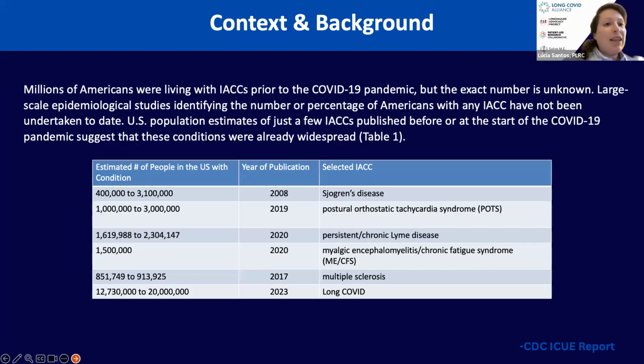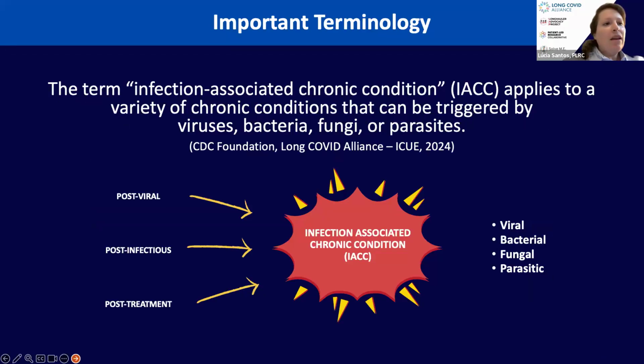Millions of Americans were living with IACCs prior to the COVID-19 pandemic. It's important to remember, but the exact number is unknown, as large-scale epidemiological studies identifying the number or percentage of Americans with any IACC have not yet been undertaken to date. The US population estimates of just a few IACCs published before or at the start of the COVID-19 pandemic suggest that these conditions were already widespread. Next slide, please. The term infection-associated chronic condition applies to a variety of chronic conditions that can be triggered by viruses, bacteria, fungi, or parasites. Next slide, please.